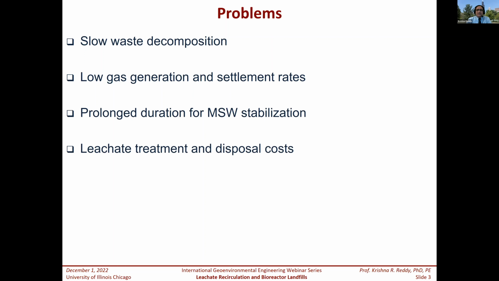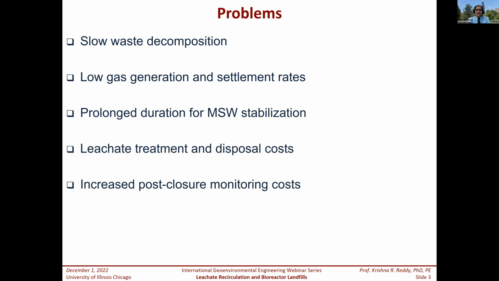The other thing is the leachate treatment and disposal costs. So as I mentioned, leachate is collected at the bottom, and then it's removed and treated on site, or generally sent to a wastewater treatment plant. And you have to do this continuously, for a long period of time, because the waste is degrading very slowly. So you're talking about a long-term commitment for doing this.